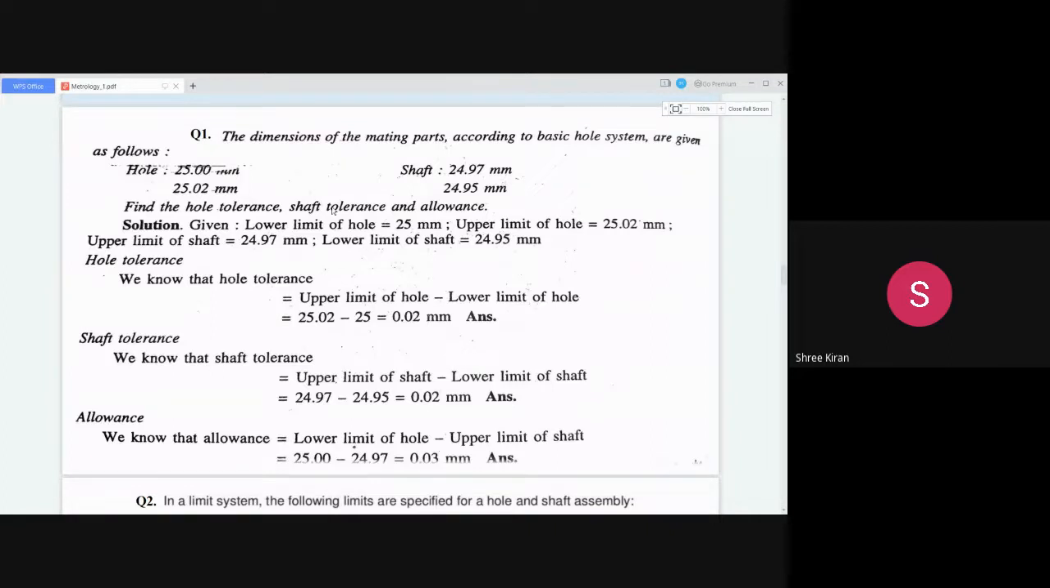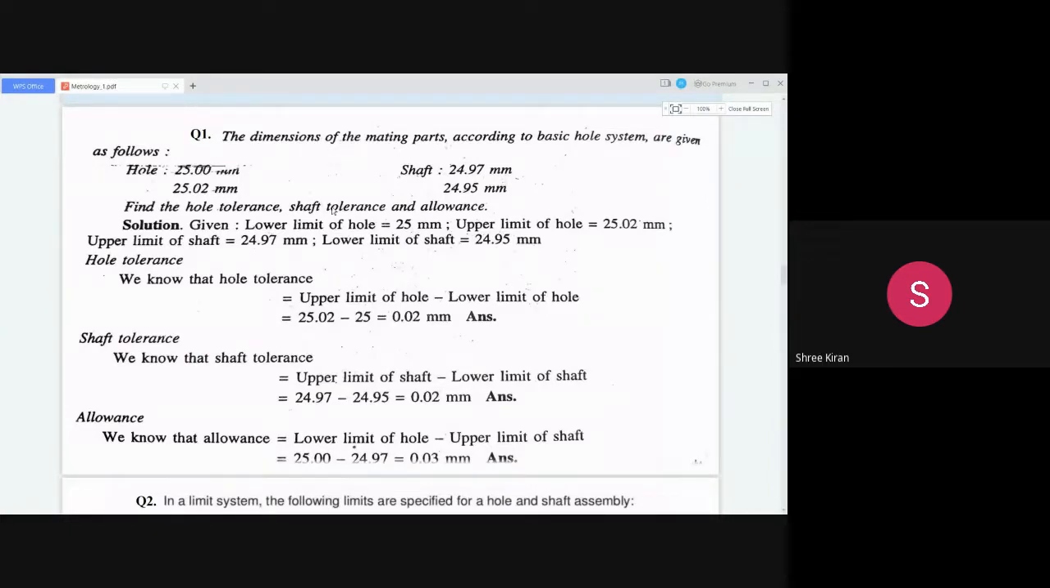This can be asked as a 6 mark question, or in some cases it may be asked as a 3 mark question. In some cases it may be asked as a 2 mark question, like only check the hole tolerance or only check the shaft tolerance. All those factors can be considered.